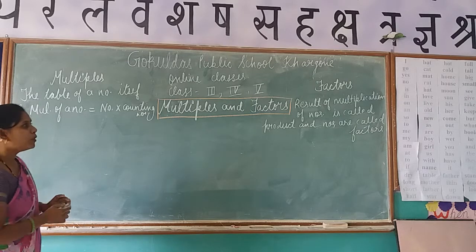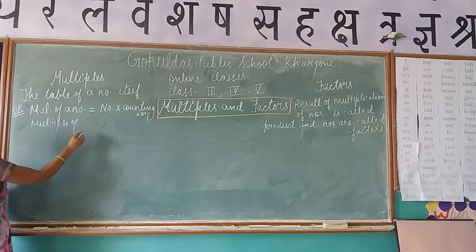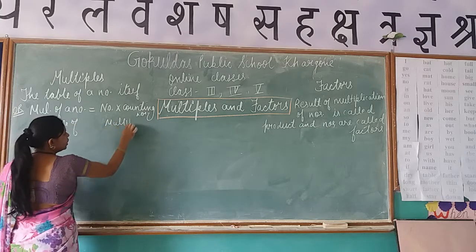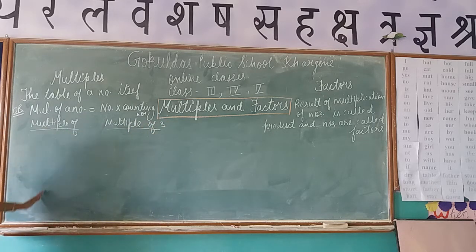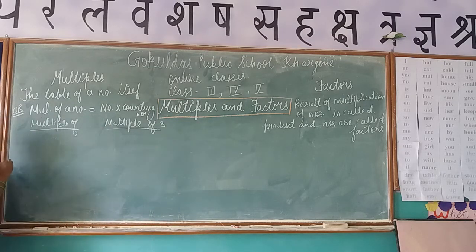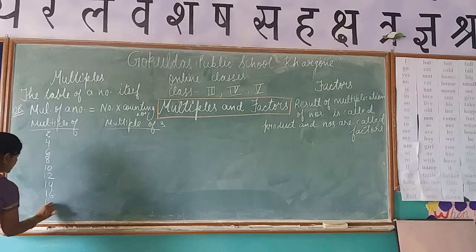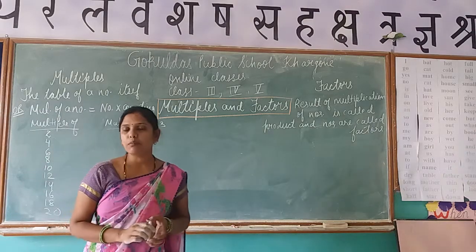Suppose I am writing the multiples of 2 and here the multiples of 3. I am writing 10 multiples of 2 and 10 multiples of 3. What is the first multiple of 2? 2 into 1 is 2. Then 2 2s are 4, 2 3s are 6, 2 4s are 8, 2 5s are 10, 2 6s are 12, 2 7s are 14, 2 8s are 16, 2 9s are 18 and 2 10s are 20. So these are the first 10 multiples of 2.